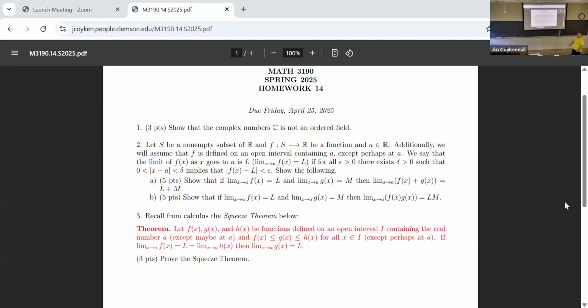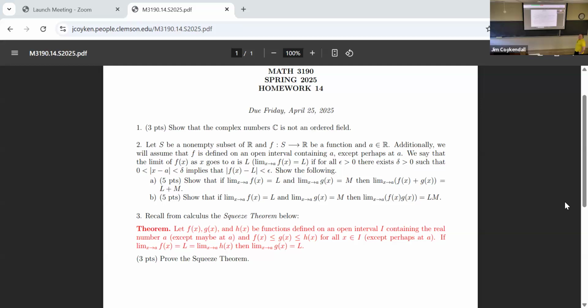We're about to take a close look at the real numbers and do some basic stuff that is sort of a setup for calculus in a certain sense. Number one: show that the complex numbers is not an ordered field. I'll give you a hint on that one. If it is, then i, the square root of -1, is either positive or negative. See if you can get a contradiction from that.